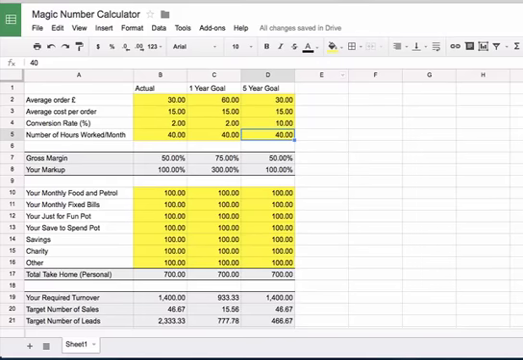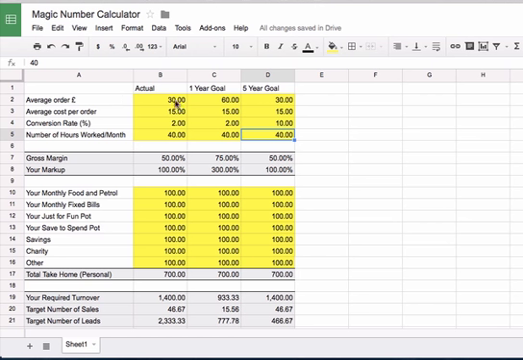Okay, so here is the magic number calculator that I've created for you. Basically, the bits that you want to fill in are the yellow bits here. The grey ones are calculated for you. So you would put in your average order number. So what is an average order number?